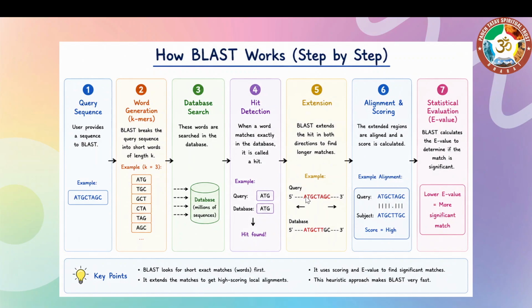So here we have the ATG. BLAST will search after the G and before the A. We can see this arrow, and it will match our query sequence with the database sequence to see if there is a longer alignment or not. So are we clear with the extension step? You can raise your hand if you want to ask any question. Otherwise, I will just continue.